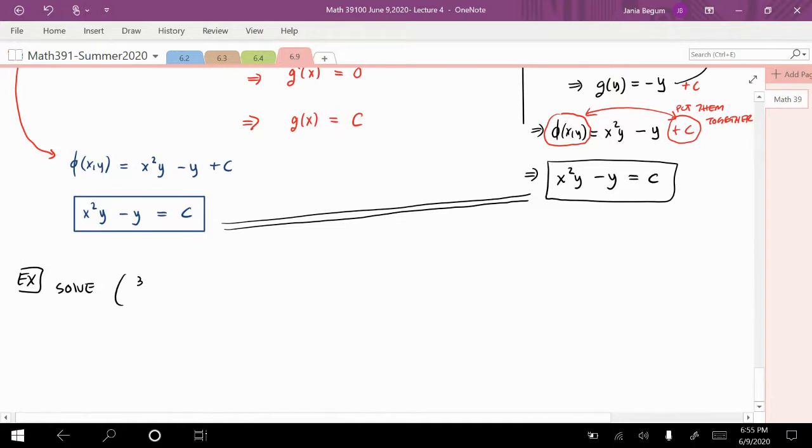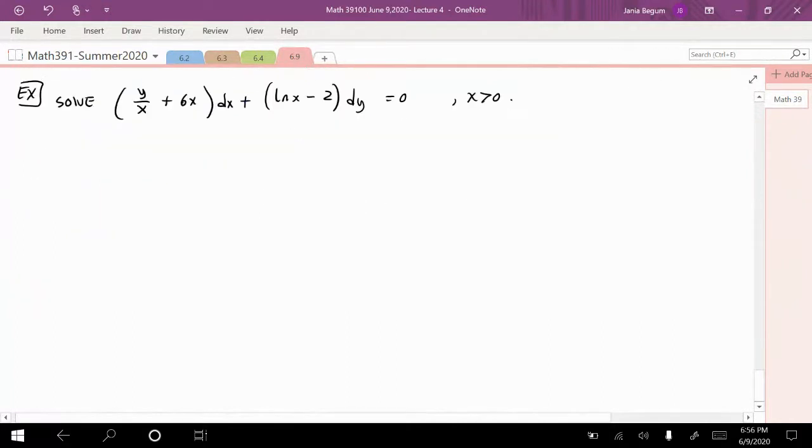Let's do 3, no, sorry, not 3. (y over x plus 6x) dx plus (ln of x minus 2) dy equals 0, assume x is positive. I'll give you a few seconds, just jot down what you think and how you would approach this question.